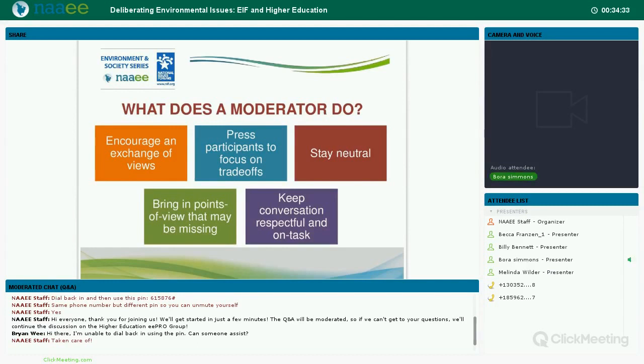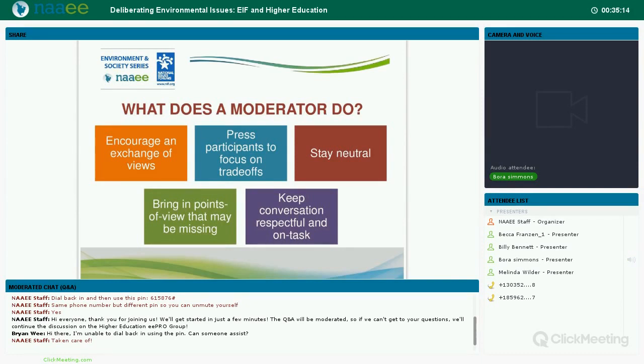So what does a moderator do? Think of a moderator as being a facilitator. In most university settings, this would probably be the classroom faculty member, although certainly students can also be the moderators. But basically what the moderator, the facilitator, does is encourage that exchange of views. They really try to drill down into the topic and get people to think about it in some depth, and really have those participants focus on the trade-offs.